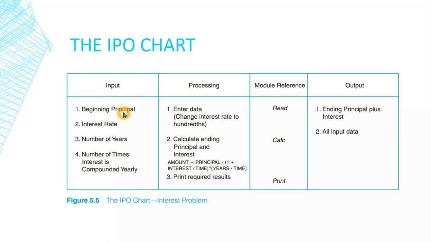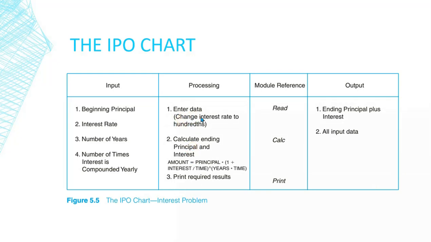beginning principal, how much it will be. Then we have the interest. We have to input the interest rate, the number of years, and the number of times the interest is compounded yearly. The processing is the algorithm. We can take it from the past, but here we can put it in steps: step 1, step 2, step 3. So it's a sequential algorithm.